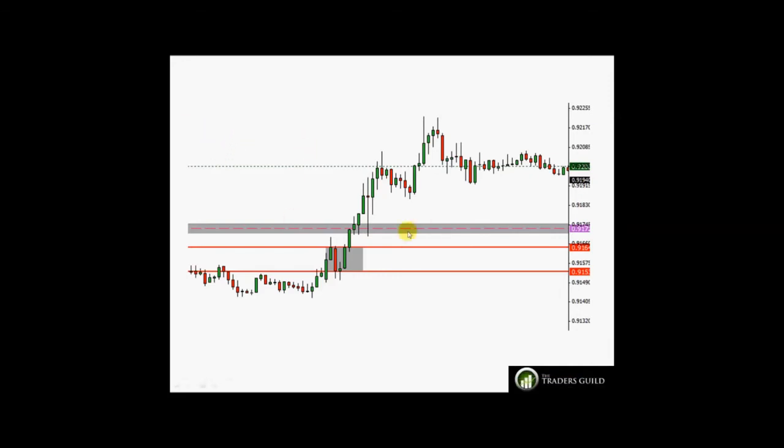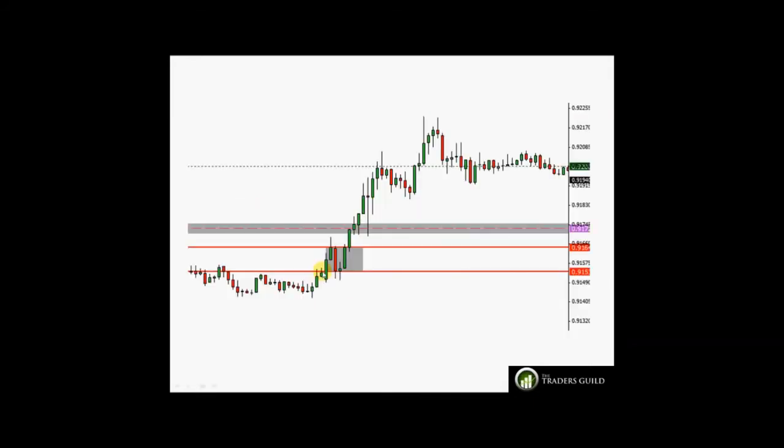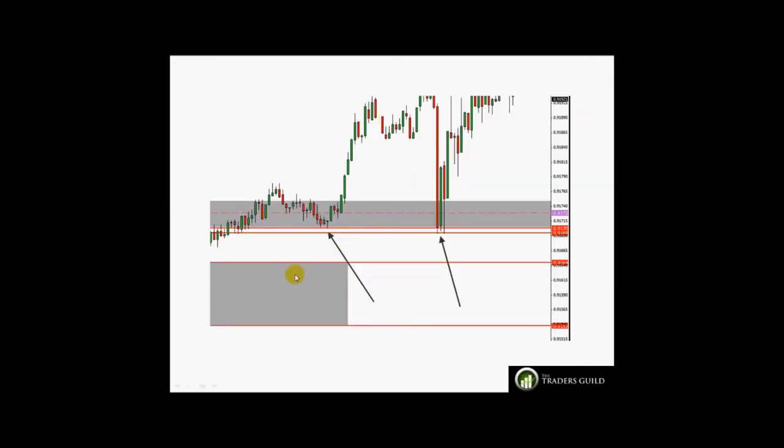Now, if we take a closer look at this area on the 1-minute time frame, if you look at the prices, 9153, 9164. This must be dollar Swiss franc, I believe. 9153, 9164. This is the 15-minute zone on the 1-minute time frame. Okay, so this is the zone. So price comes out of that zone.